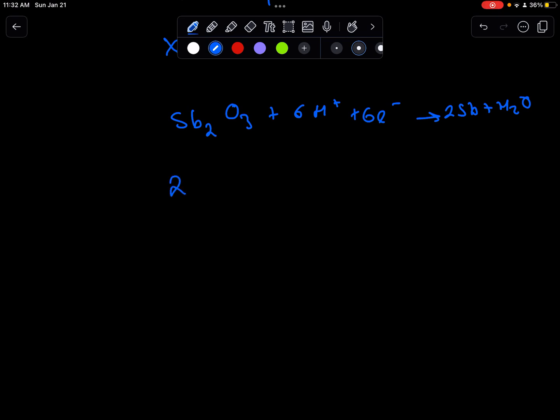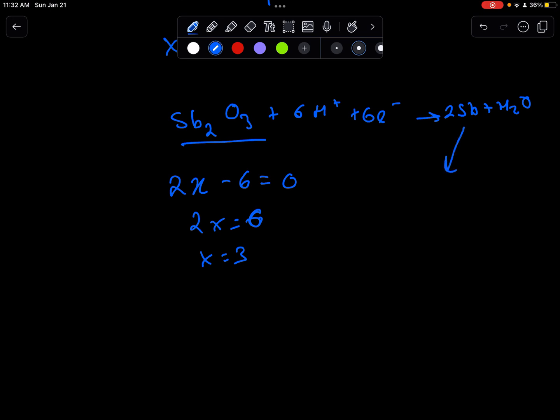So we know that there's 2 antimonies, Sb2. So we'll do 2x minus 6 is going to equal 0. And the reason it's 0 is because there's no charge on this. 2x equals 6. So x is going to equal 3.